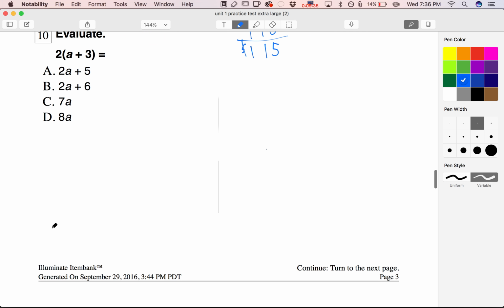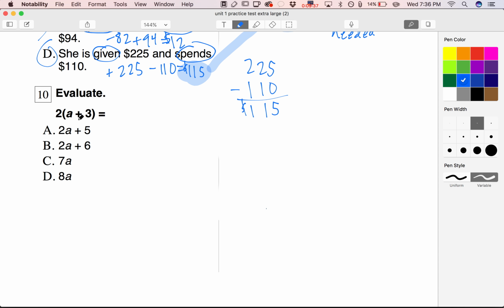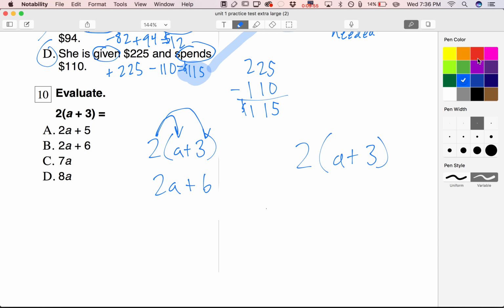Okay, let's go to evaluate number 10. So we have 2 times A plus 3. So this is going to be 2 times A, 2A. 2 times 3, 6. Kind of rush through this one. I want to take it one more time because I didn't even show you the way that we've been doing it in class. So we actually circled the 2. This makes it to where there's not hardly any room for error. So circle the 2, even maybe put the plus here.